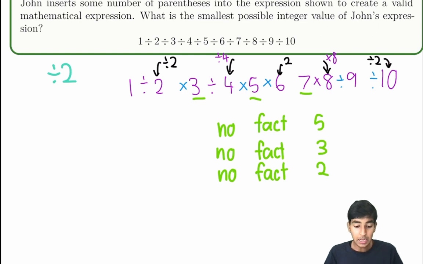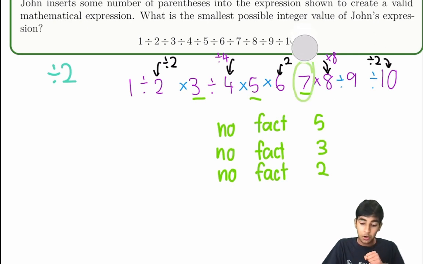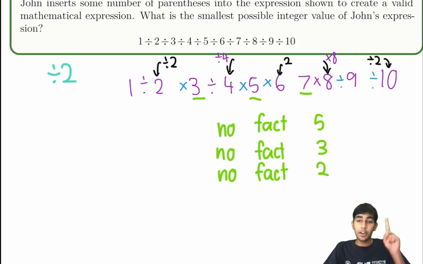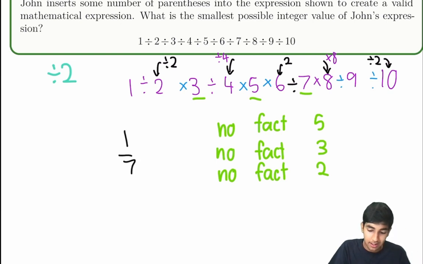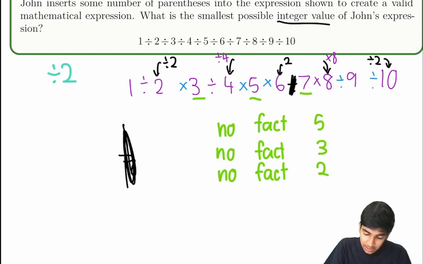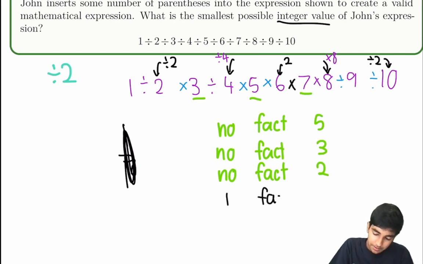Now the question becomes 7. We haven't looked at that yet. The thing about 7 is there's only one number that's a multiple of 7. And we can't make that divided by, because then we'd have a fraction, 1/7, and the question clearly says integer. So we have to make it times 7, so we're kind of forced to. So there's one factor of 7.